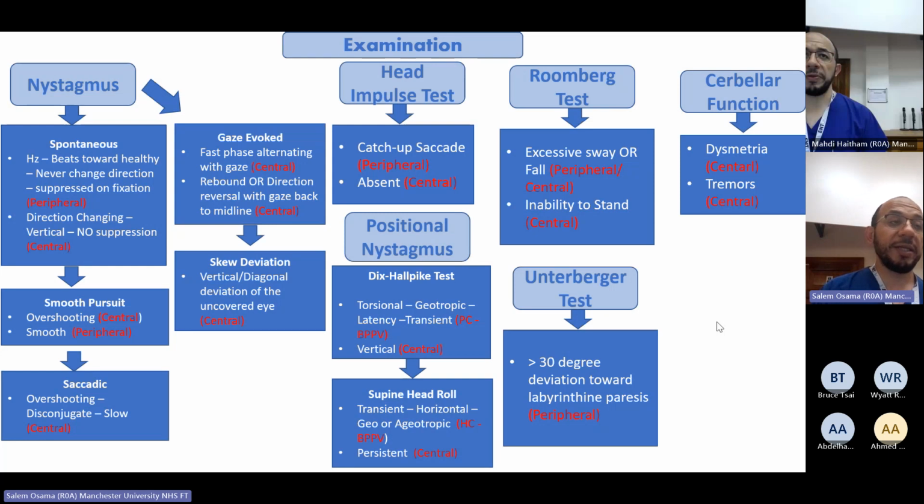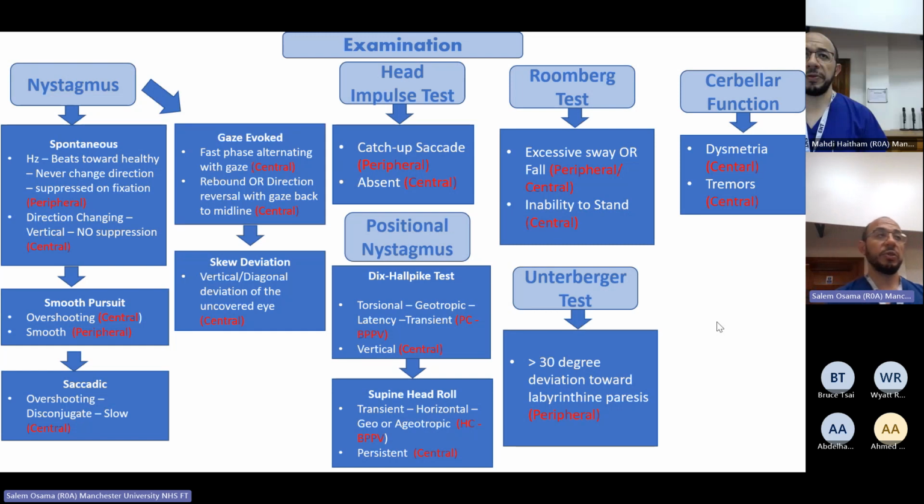Then you're going to do the supine head roll. In the supine head roll at 30 degrees, you just roll the patient's head to the right and left and look at the pupil, see how it's moving. It's just transient. Is it geotropic or apogeotropic? Whatever, both of them are diagnostic for BPPV. This only makes a difference as to whether the problem is crystals in the cupula or in the canal, but it's the same in the diagnosis of BPPV. But if it's a persistent nystagmus, that's characteristic of central.